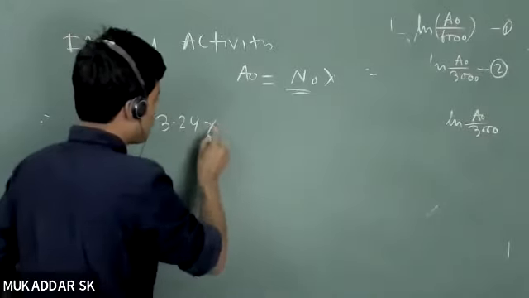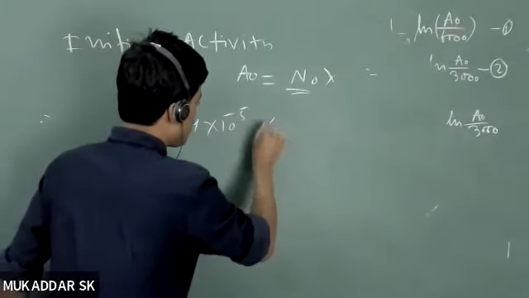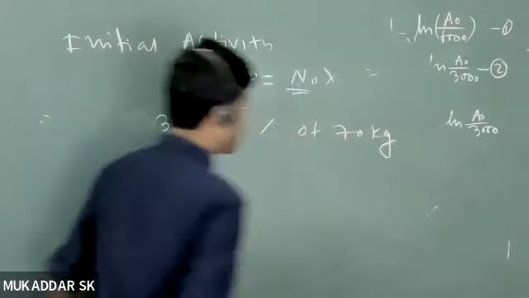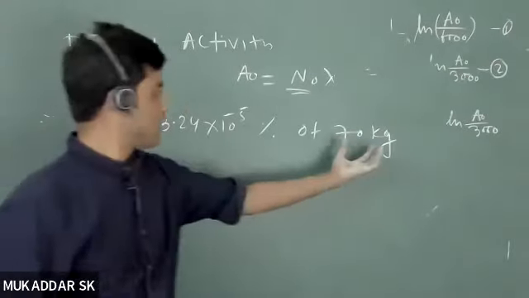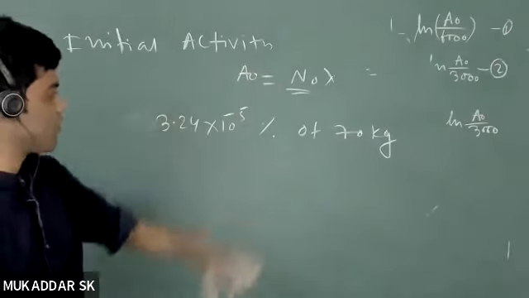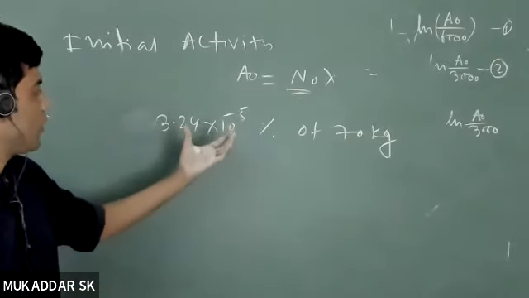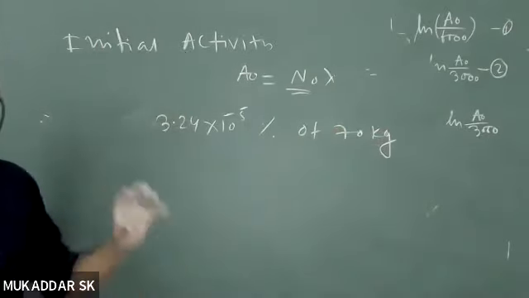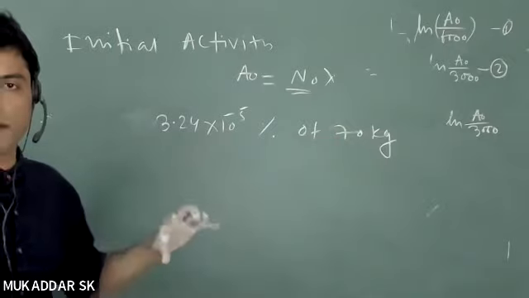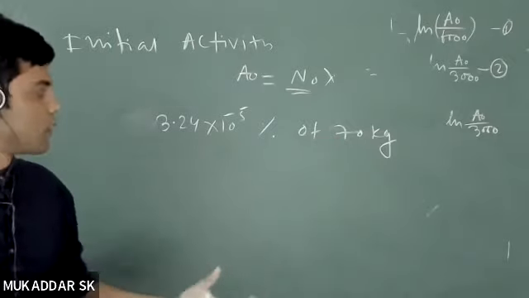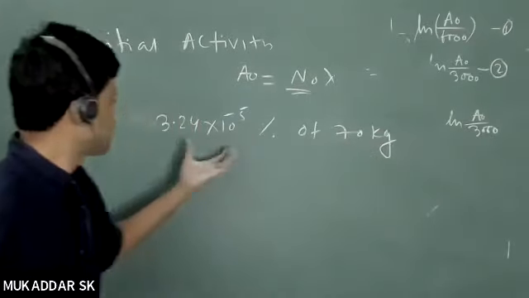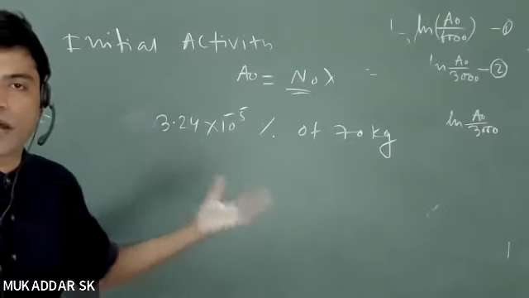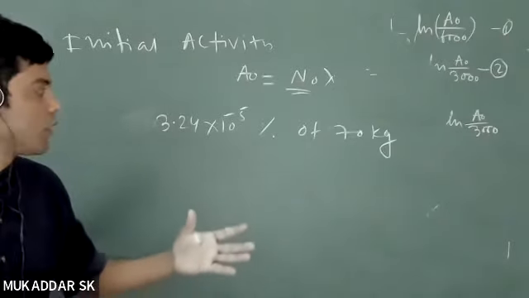3.24 into 10 to the power minus 5 percent of 70 kg, how much will that be? Because the mass of the human body is this much, but only this percent of potassium exists. So what is the total weight of potassium-40? That is, how many kg and grams of potassium are inside the human body? I can calculate that because the total mass is this much and this percentage is present.